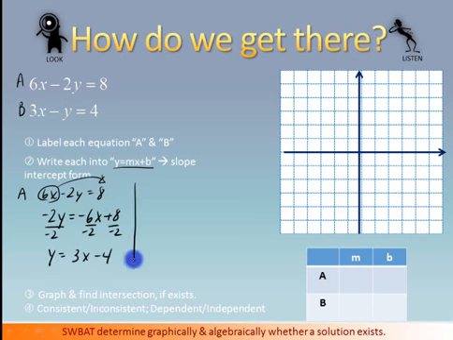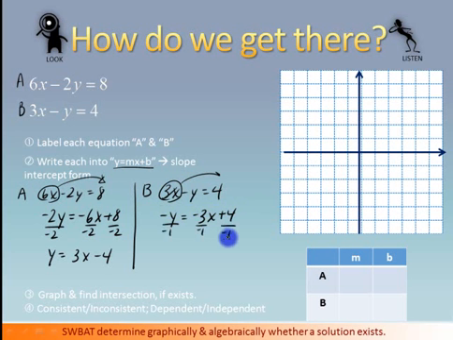Do the same thing for B. 3x minus y equals 4 is not in slope-intercept form. So I'm going to subtract 3x from both sides. So then you have negative y. Don't forget to bring the negative down. Negative 3x plus 4. Divide every term by negative 1. And you have y equals 3x minus 4. Transfer your information for slope and y-intercept into our chart.